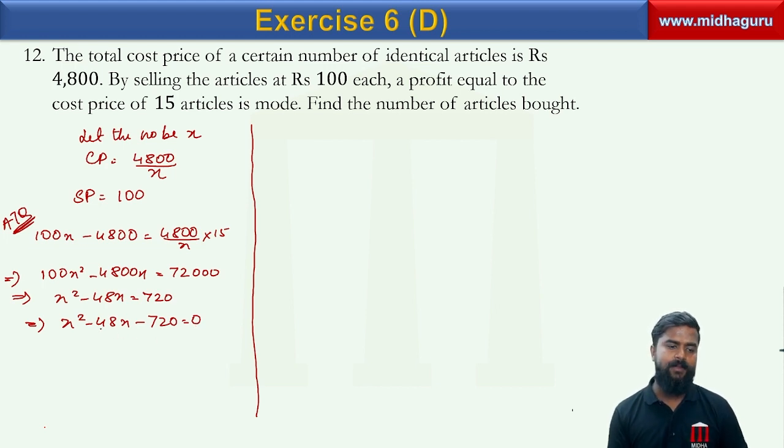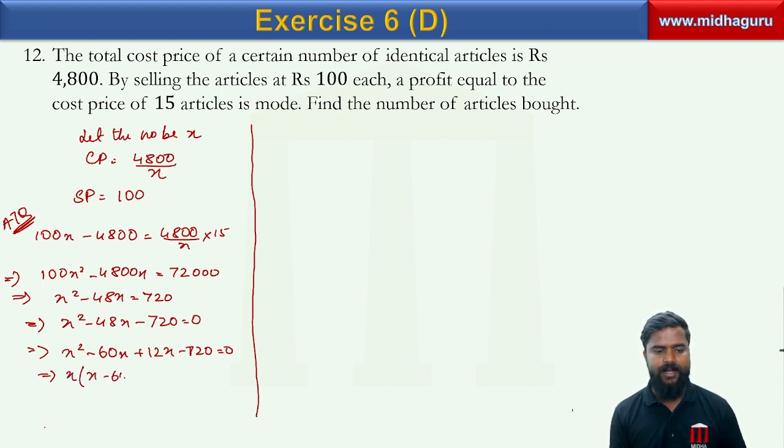Now I have to break down minus 48 such that the coefficients give us a sum of minus 48 and a product of minus 720. So I'll do minus 60x plus 12x minus 720 is equal to 0. Since minus 60 plus 12 gives us minus 48, and multiplying them we get minus 720.